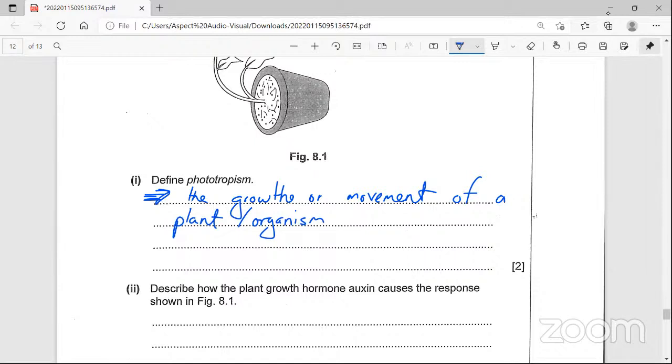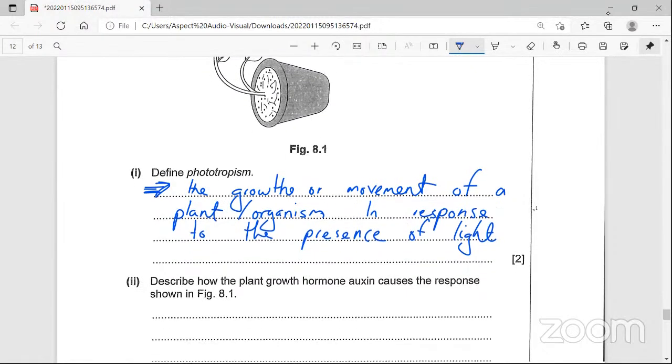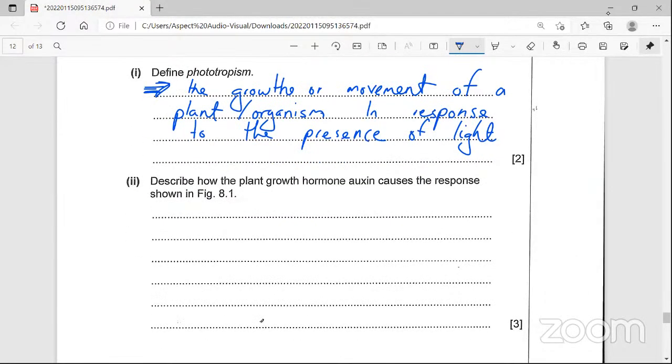No, they won't mark you wrong, because plants do show phototropism, in response to the presence of light. Are we together? So that is the definition there. Yes, any questions? Do you all understand that definition? We're good? Quickly.